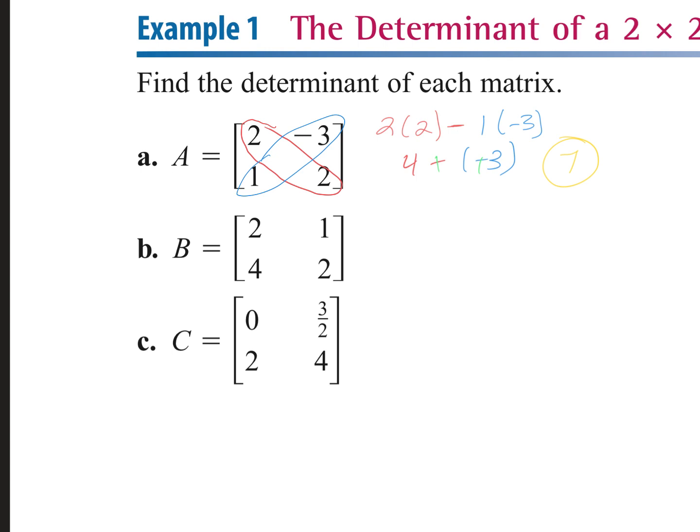So let's look at B. Again, major is going to be top left to bottom right. So 2 times 2 minus your minor, which is 4 times 1. What's 2 times 2? 4 minus 4 times 1 is 4. What's your determinant here? 0.